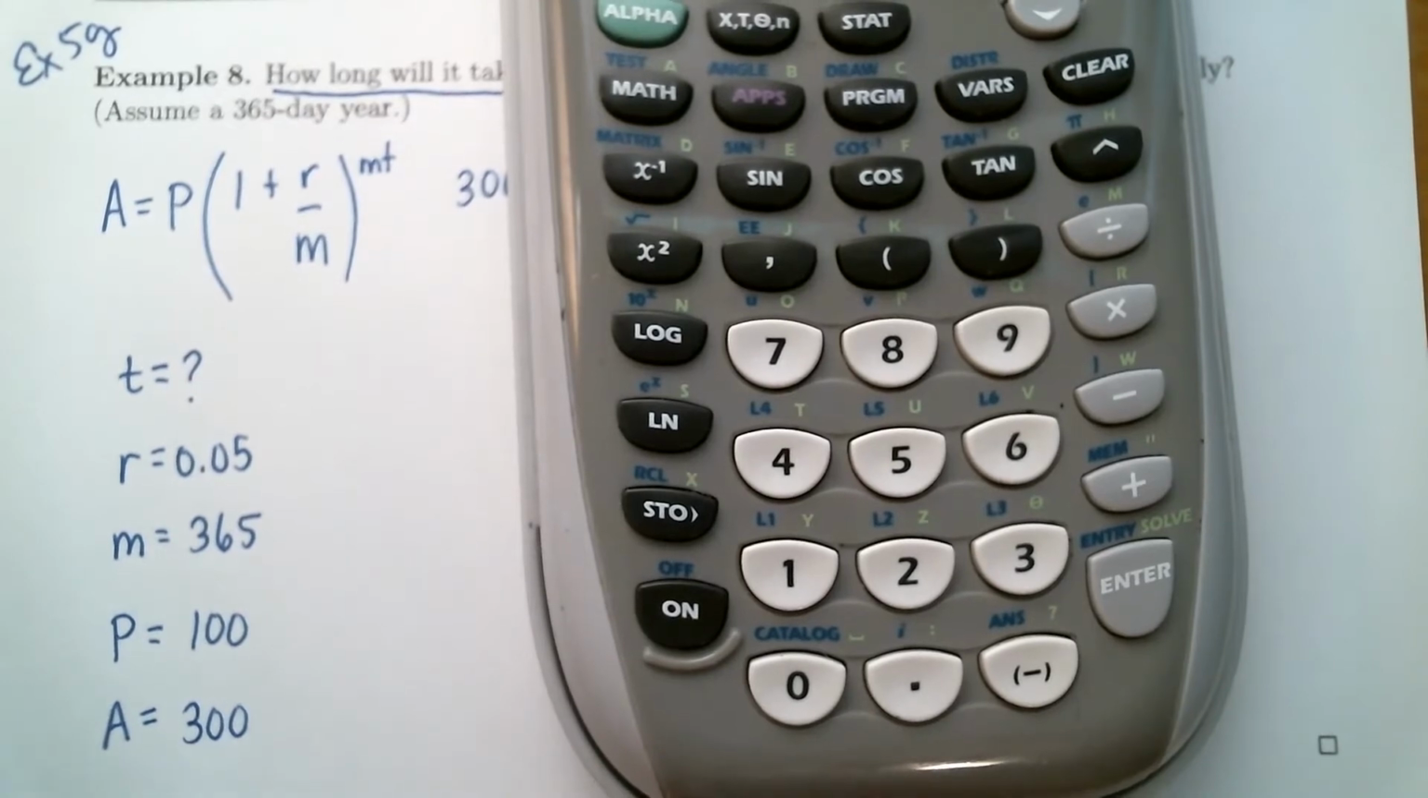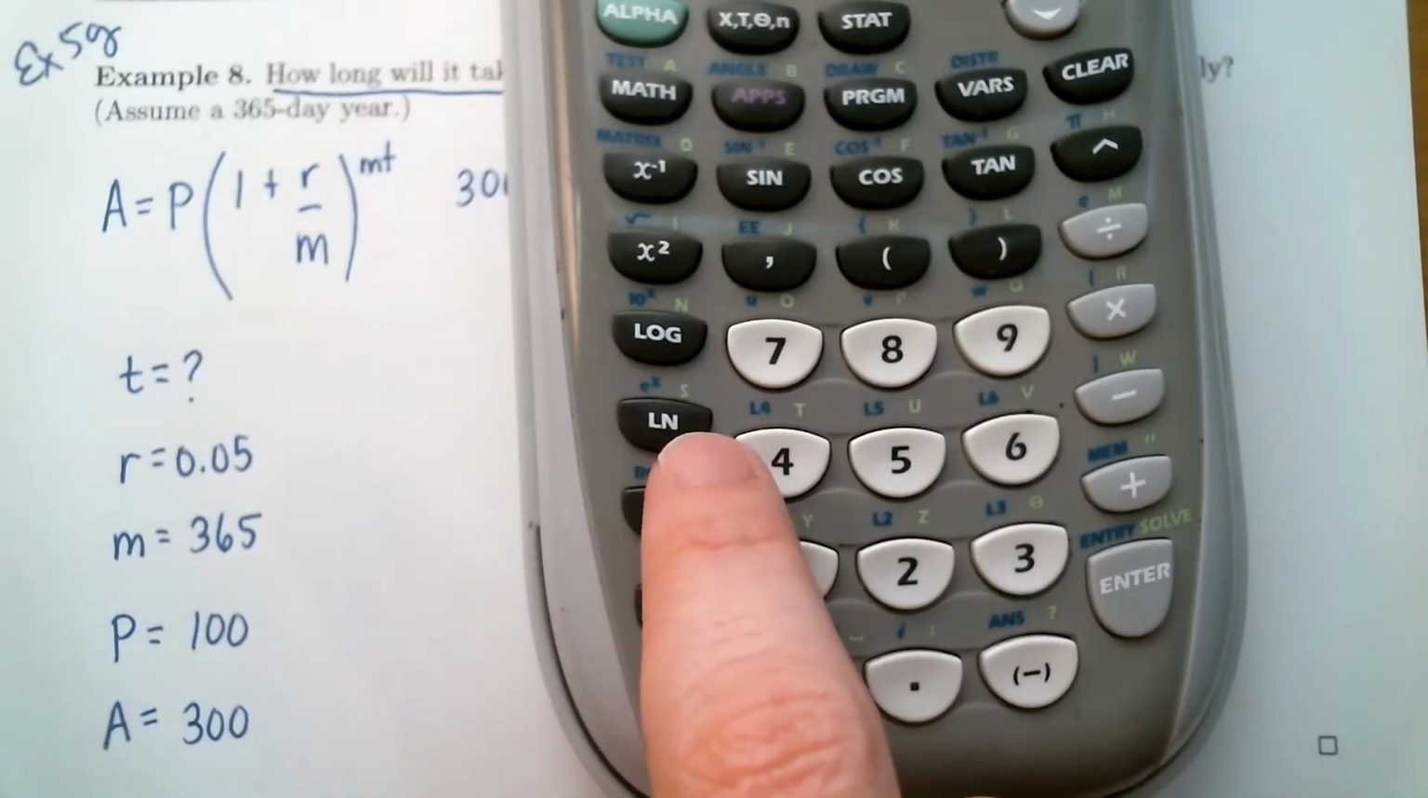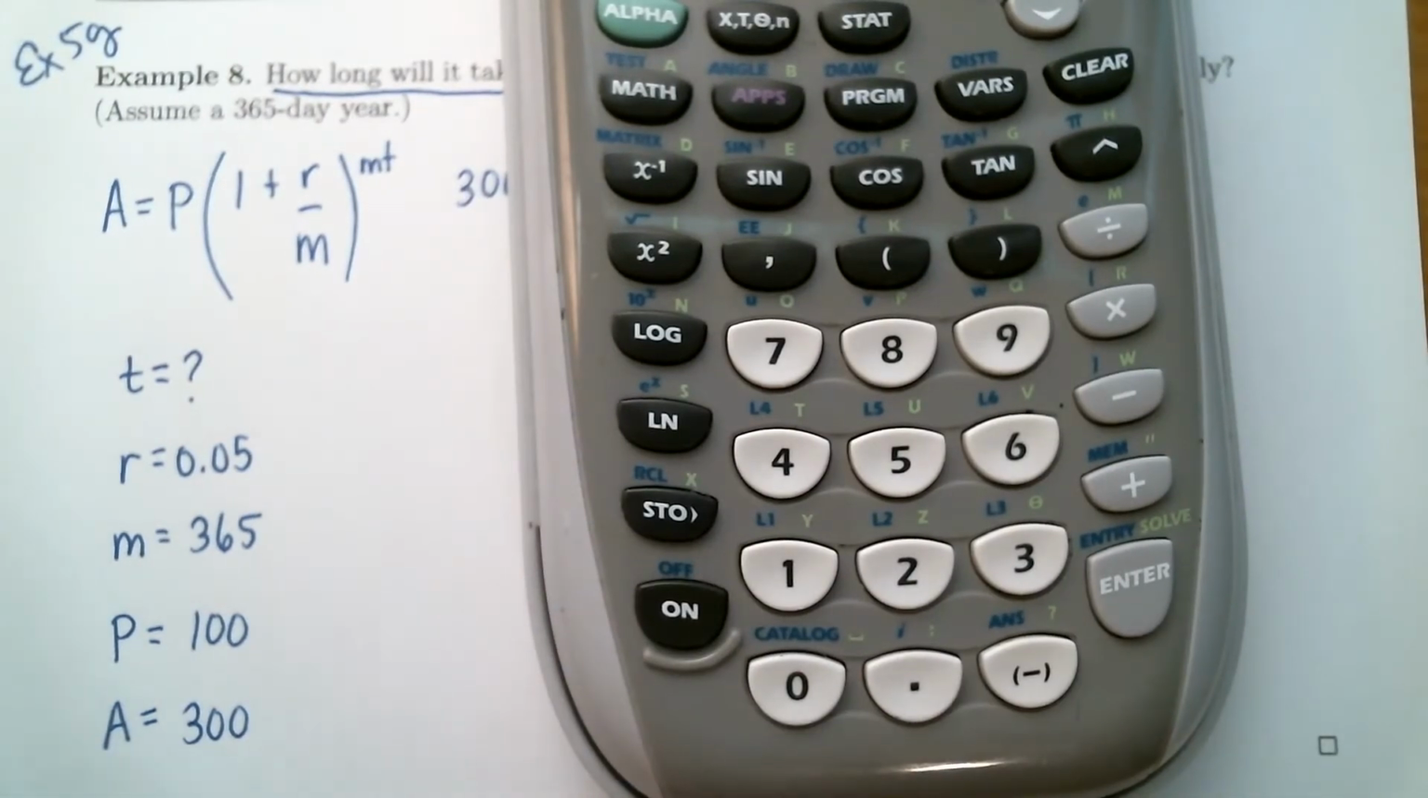But ln is a base e logarithm. That's the difference between the two. You can actually have any positive number other than 1 be a base for your logarithm, so there are tons and tons of logarithms. These two are the most popular types of logarithms, so that's why they actually have physical keys on your calculator.